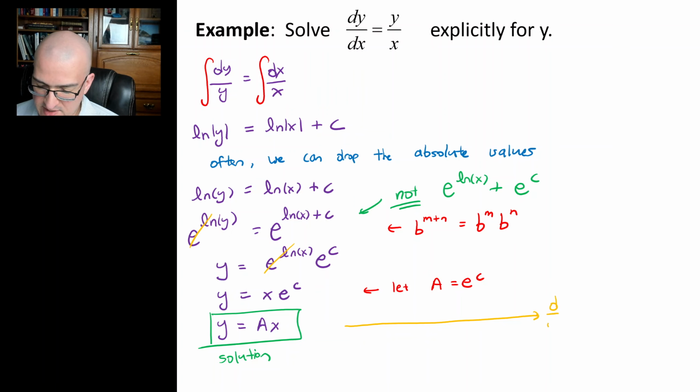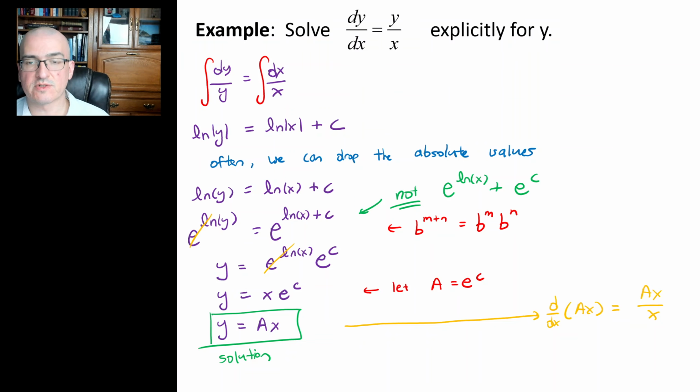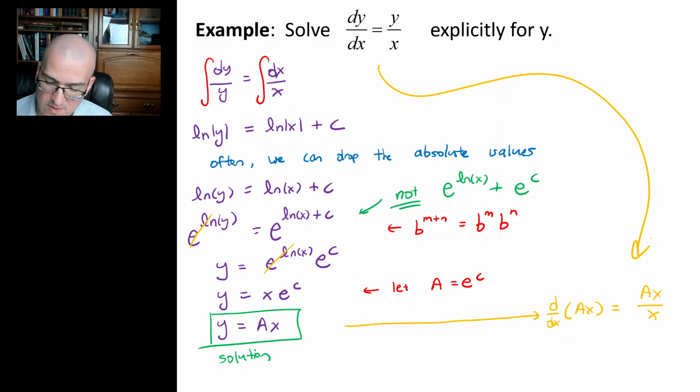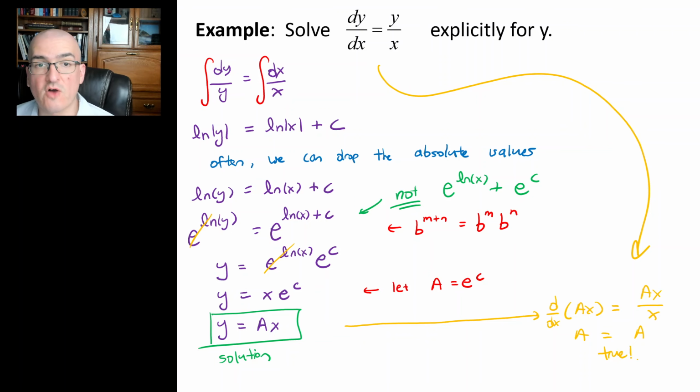So I have d by dx of ax is equal to ax over x. Is this true or false? I'm replacing y on both sides of the original expression with a times x. So the derivative of a times x is a. Ax over x, that's a, is true. So it solved the puzzle. It met the criteria.